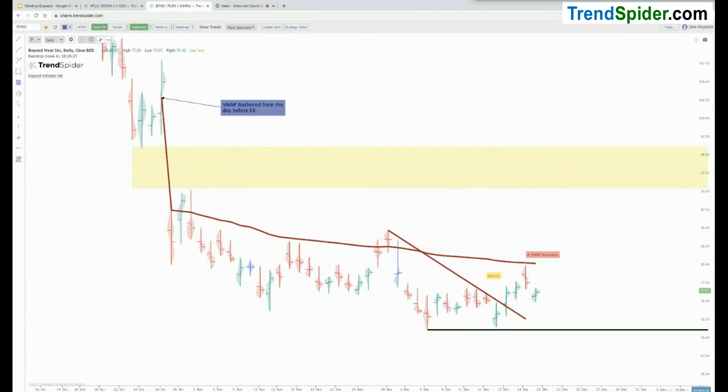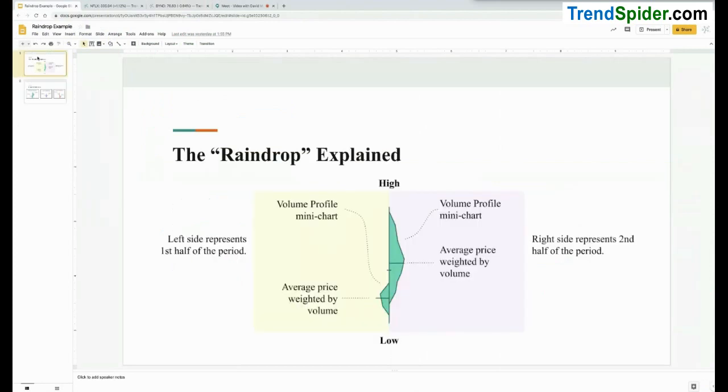But first of all, what are we looking at right now? So what we're looking at right now may look a little foreign to a lot of you, but essentially this is a raindrop chart on our charting platform. Before I dive into this particular chart, I want to explain what the raindrop is. The raindrop is a volume-based candle. So rather than having an open on your left and a close on your right, like a typical bar chart, you're going to have the volume-weighted average price on the left-hand side of the candle, and then the volume-weighted average price for the second half of the period on the right side.